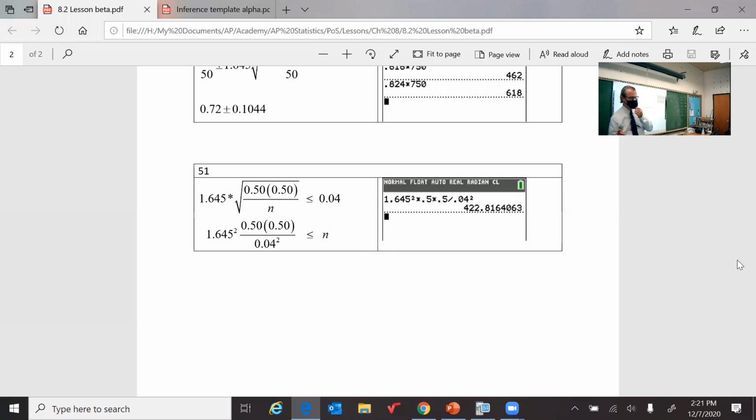If you want the margin of error to be no larger than 4%, you would have to have a sample size of 423. Okay. Now, that question has been on the AP test multiple times.